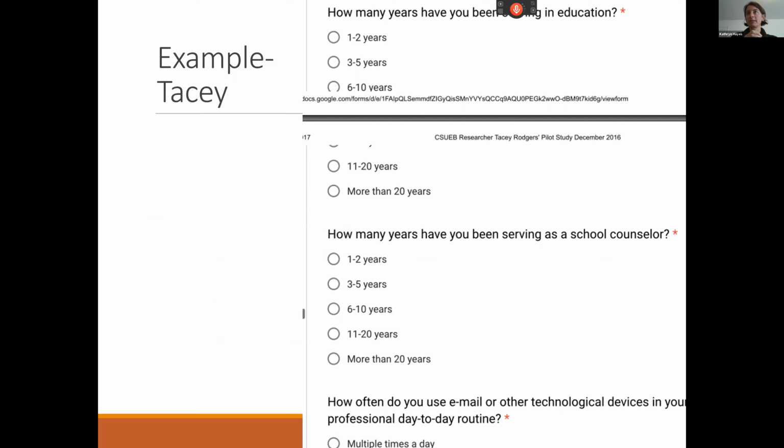These are demographic questions. How many years have you been in education? How many years have you been serving as a school counselor? And remember, these are going to download as this one, 1 to 2 years will be the number 1. 3 to 5 years will be the number 2. 6 to 10 will be the number 3. So you need a code book where you have this question, and then you have 1 equals 1 to 2 years, 2 equals 3 to 5 years. Or else when you get your data, you're going to be like, oh, 1, does that equal 1 year? Believe me, it's very confusing.